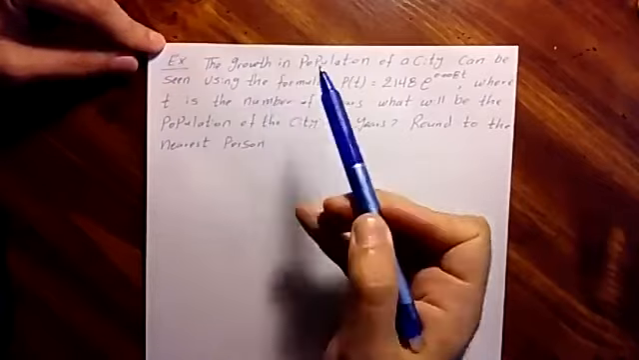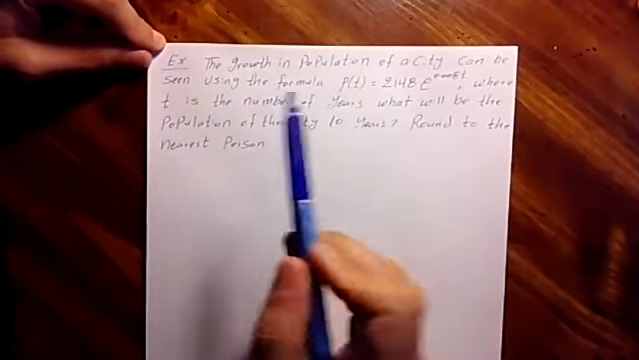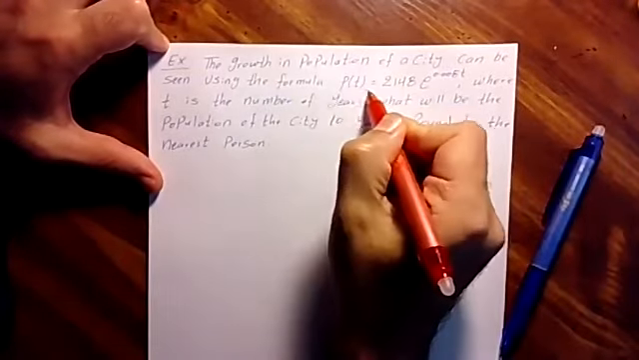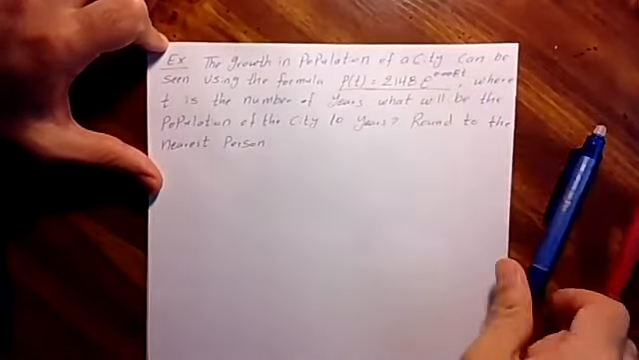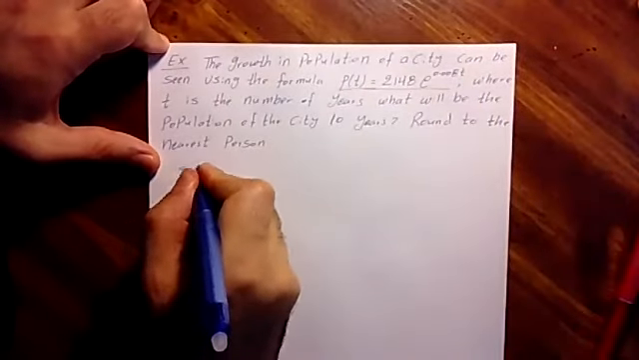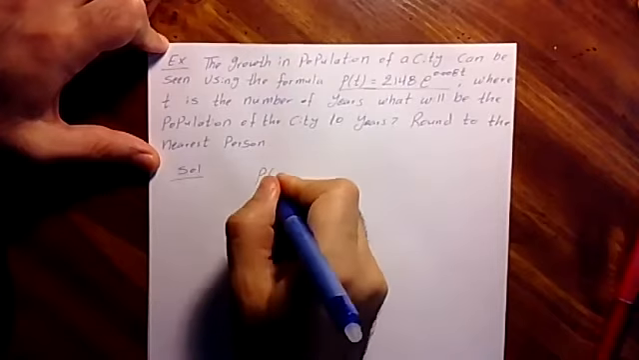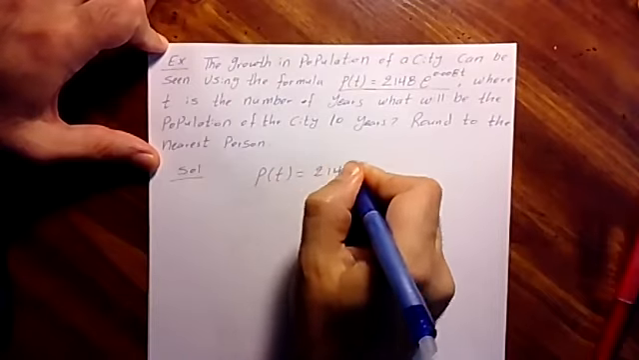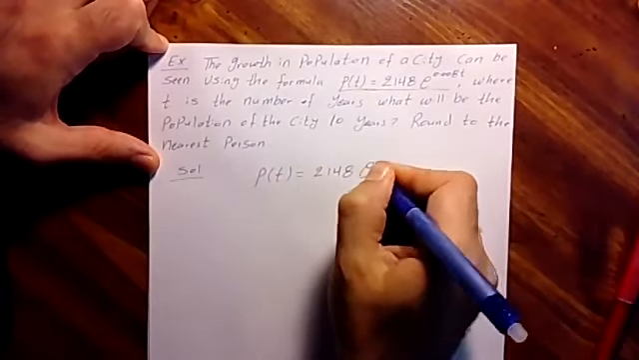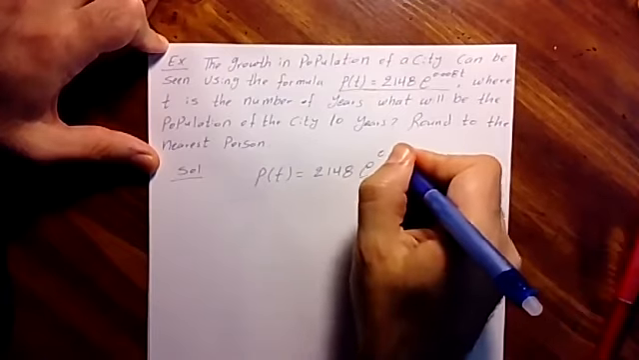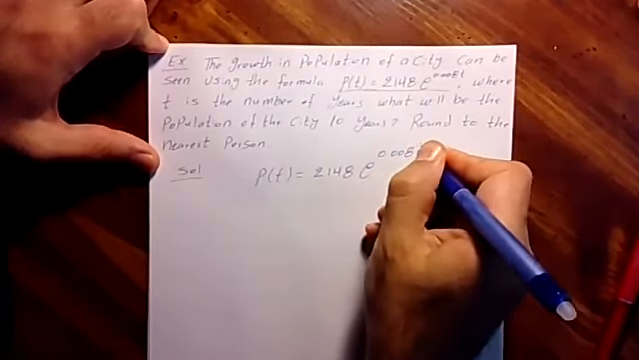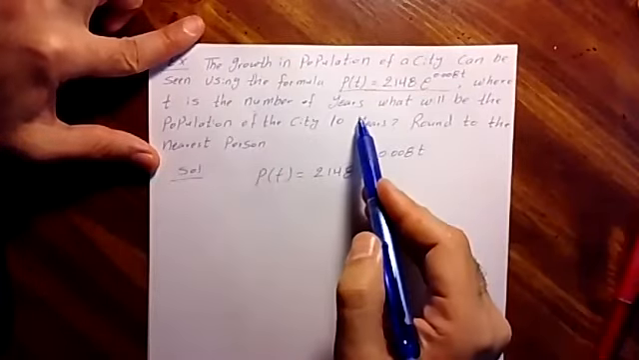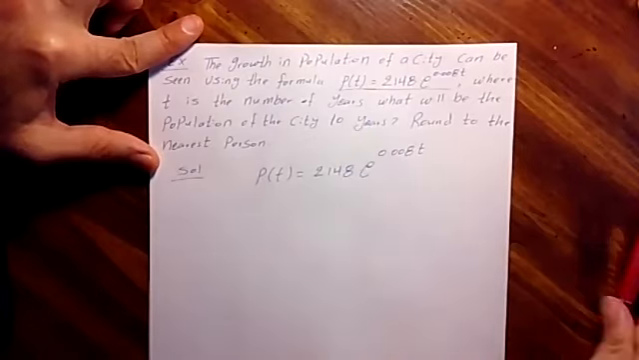The growth in population of a city can be seen using the formula. So here's the formula. They're telling you here's the formula. So I'm just going to write down the formula. My solution is going to be P of T equals 2148 e to the 0.008 T. This is the formula where T is the number of years.